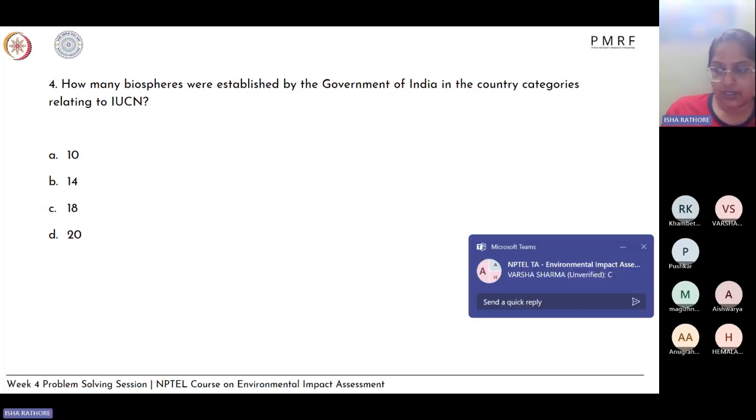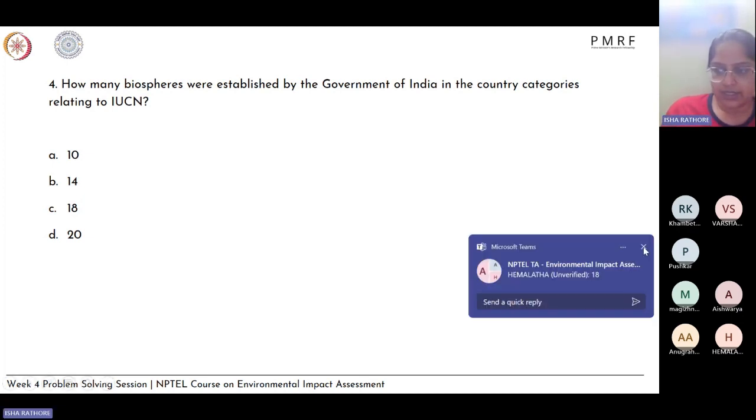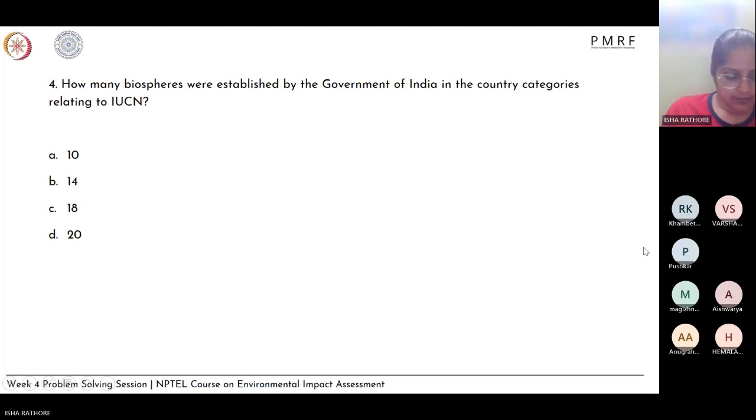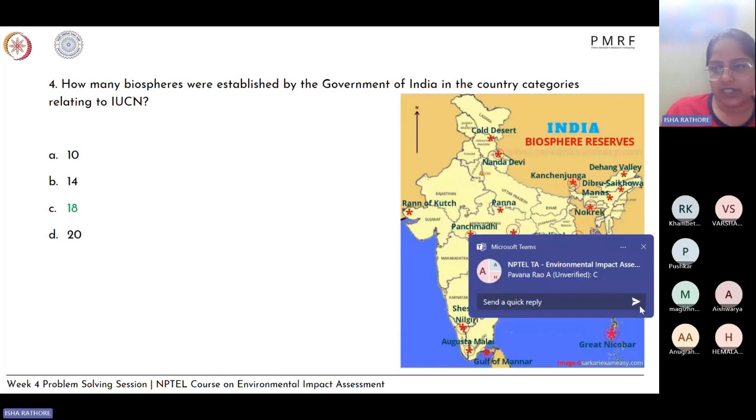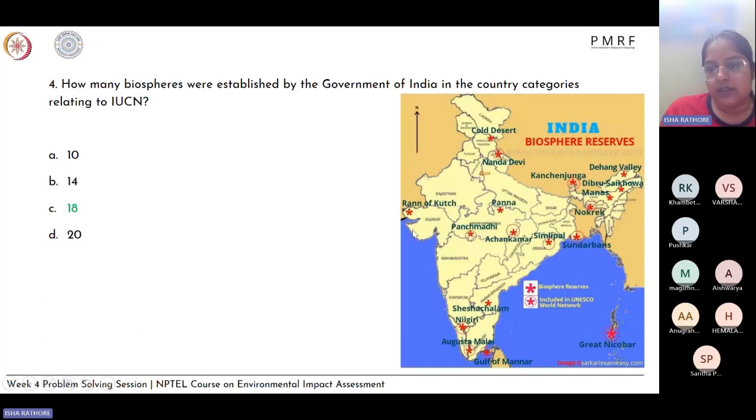Okay, we have the answer C, 18. So C is the correct answer. That is, the government identified 18 biospheres. So these are identified in the different states. So you have Nanda Devi in Uttarakhand, Kanchenjunga in Assam, Panna in MP, Pachmarhi in MP, Rann of Kutch in Gujarat, Achanakmar in Chhattisgarh, Nilgiri. All of these are biosphere reserves.